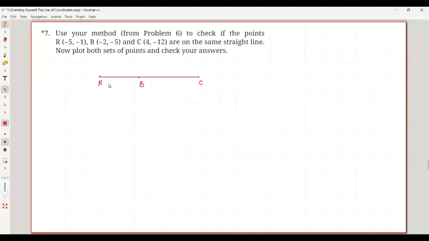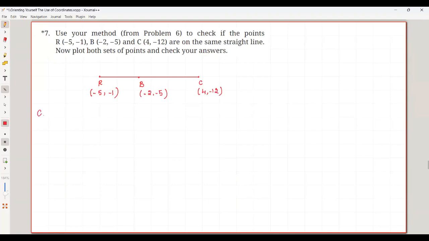If the 3 points are lying on the same straight line, the condition has to be checked. The R point is given as -5, -1. The next one is -2, -5. The next is given as 4, -12.